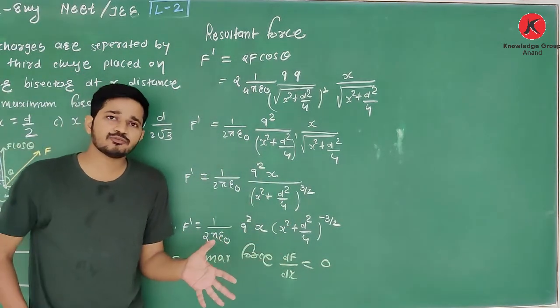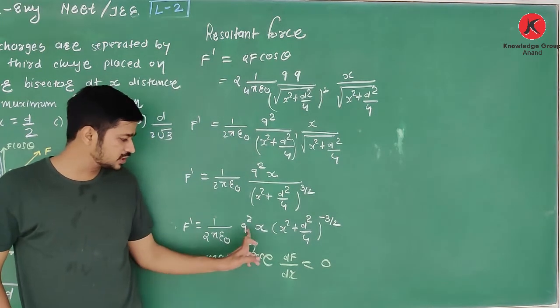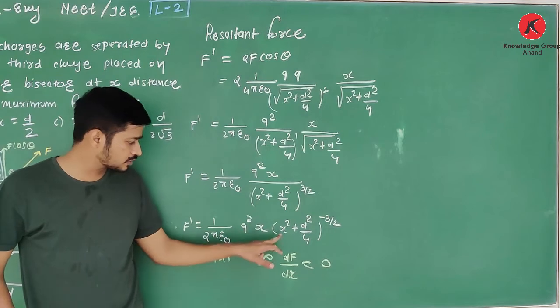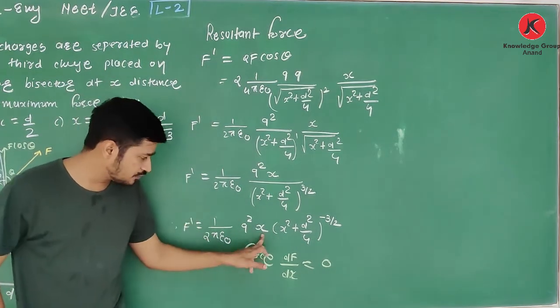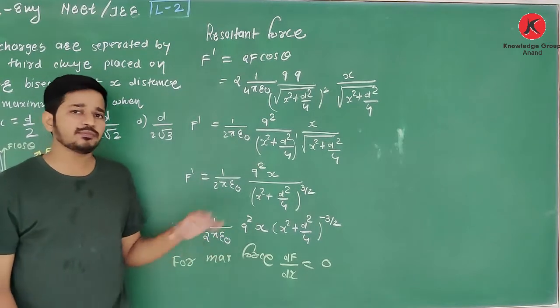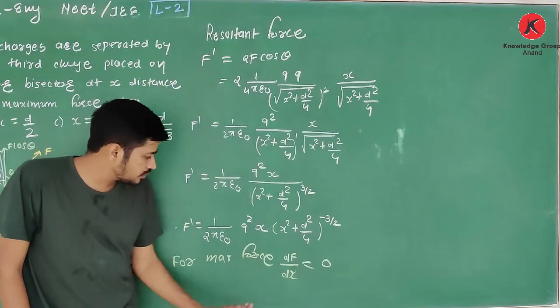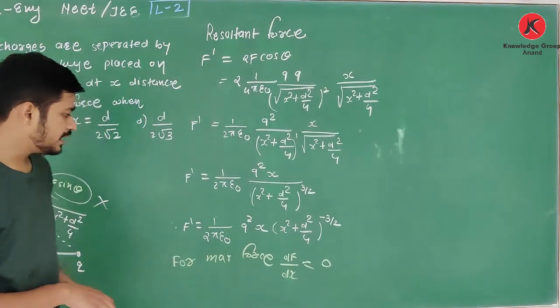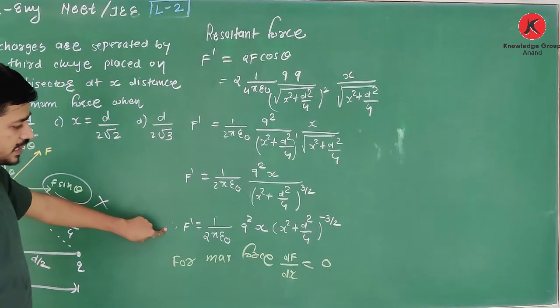It is one concept of maths. For maximum force or minimum force, the differentiation with respect to the variable on which it depends will be 0. Clear about this? And if you differentiate this equation a second time and get a minus sign, the force will be maximum. So here dF upon dx is equal to 0.